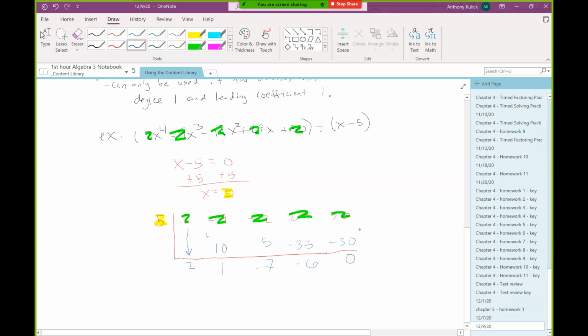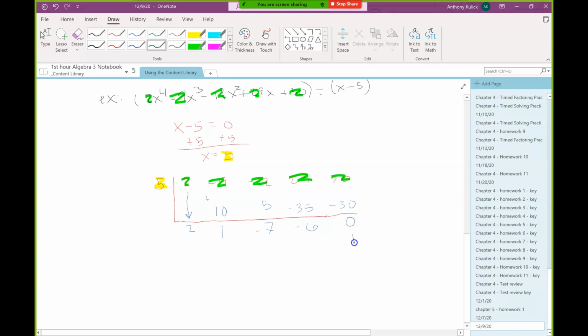So it's the identical process that we used for synthetic substitution. I warned you guys yesterday that that process was going to be useful later on. And guess what? We're done with the division. That was so much faster and really a whole lot easier than doing the long division. And you're looking at me like, how are we done? What do you mean? Where's my answer? Well, it's all about interpreting these numbers underneath.